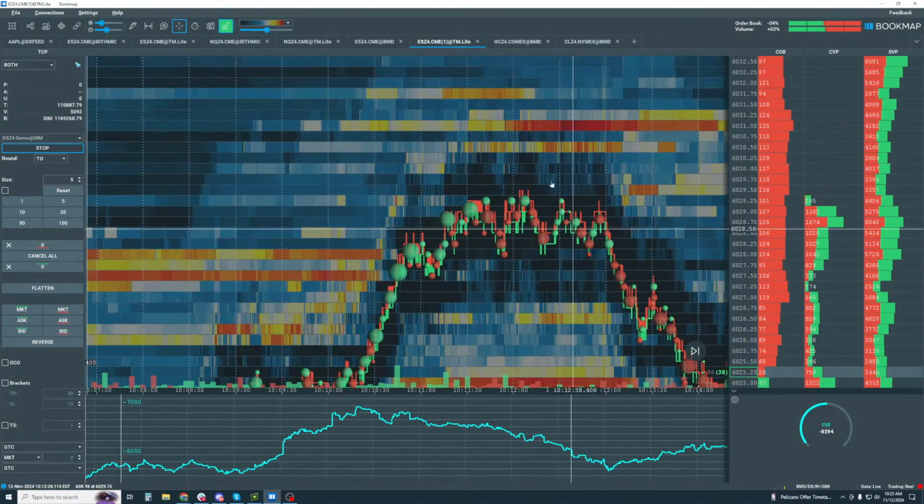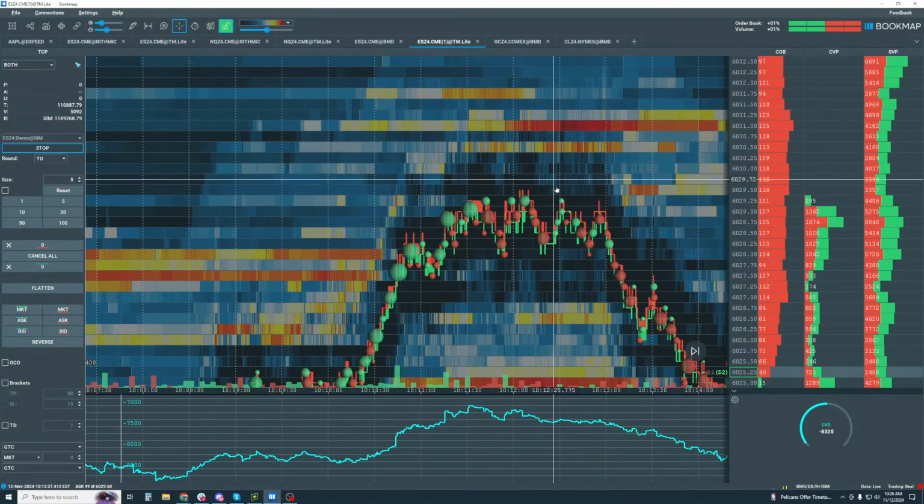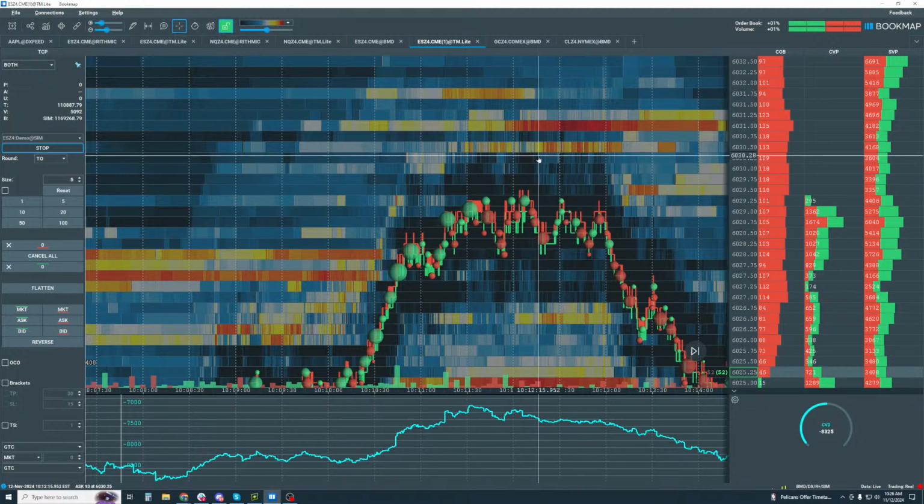So this again is a very simple thing. However, it's very telling. It's the price structure and the volume.